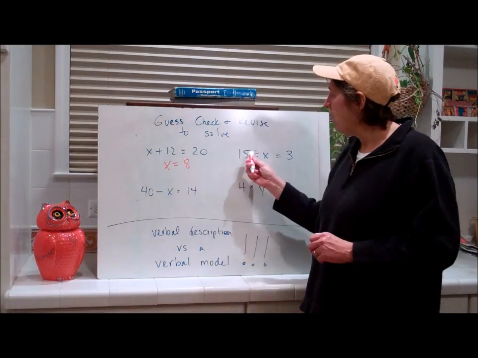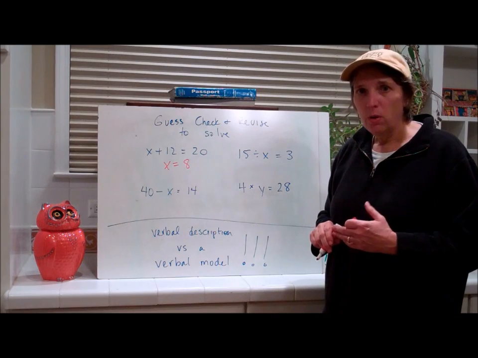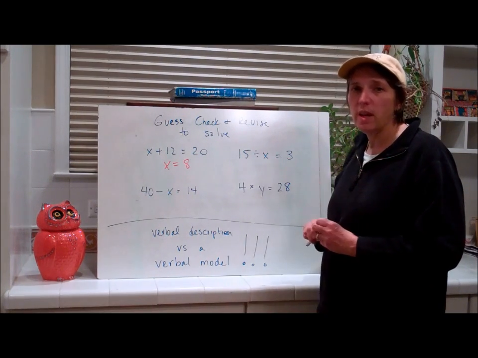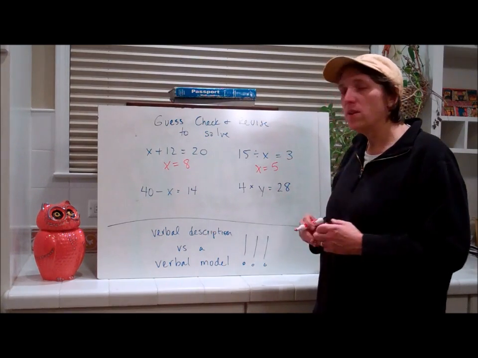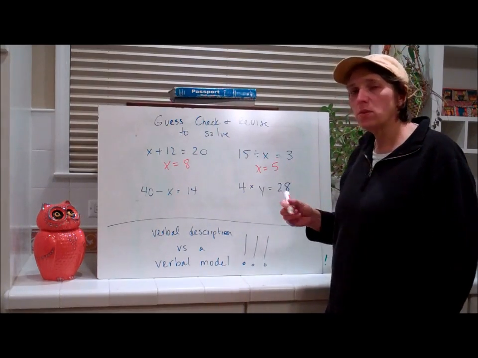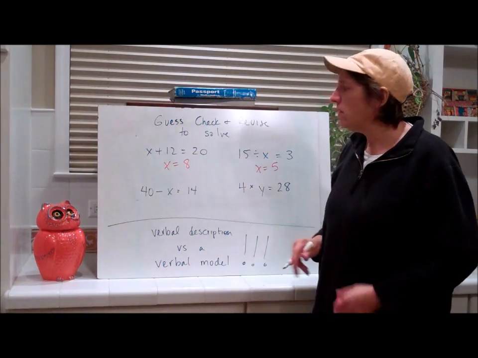Over here, we have 15 divided by x equals 3. What number, when you divide 15 by this number and you get 3, what is x? 5. See, we're using guess, check, and revise. So how do we check it? We go back and we say 15 divided by 5 equals 3. And you can do that mentally. Over here you can say 8 plus 12 equals 20.